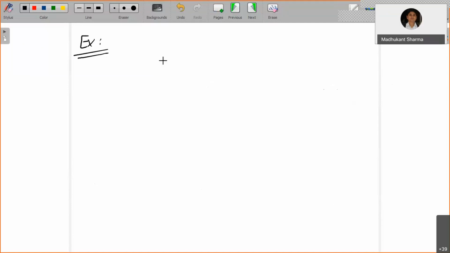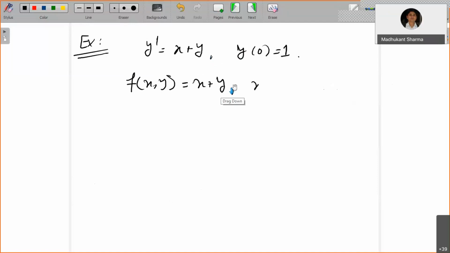Okay, so let's take an example. Let's say y dash equals x plus y, with y at 0 equal to 1. Simple example. So if you compare, f of x comma y is x plus y, x naught is 0, y naught is 1. Okay, so I want to approximate the value at 1.